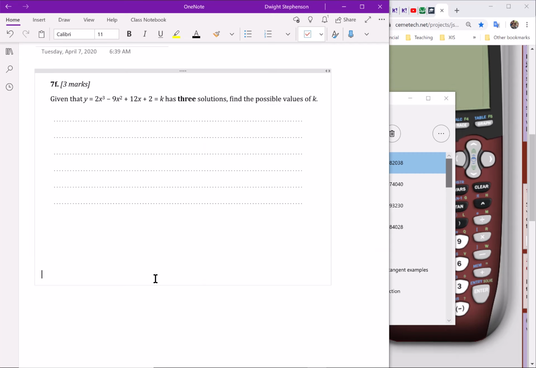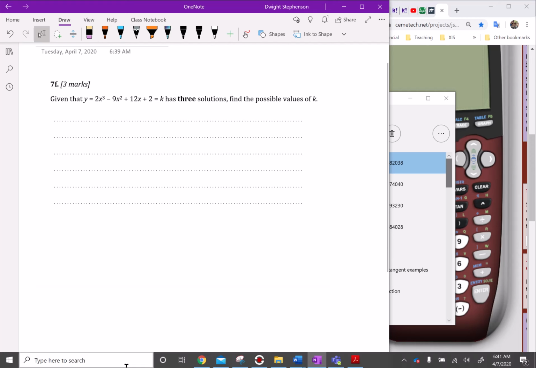Hi guys, so in this video we'll go over problem 7F from the calculus IB style questions. We're given that y equals 2x to the third minus 9x squared plus 12x plus 2 equals k has three solutions. Find the possible values of k. Let's try to understand first what it's saying here. Basically, algebraically, what this means is I'd get three x values if I knew how to solve this algebraically.